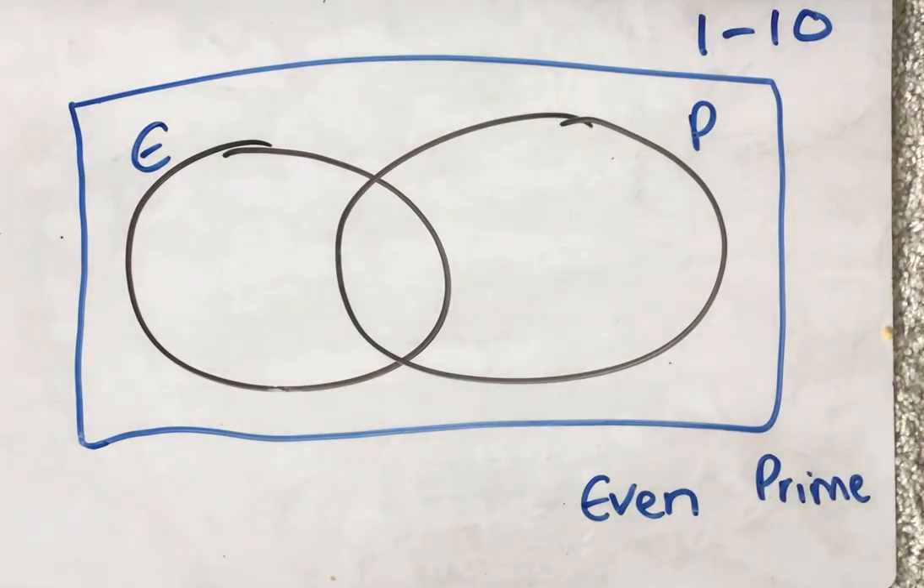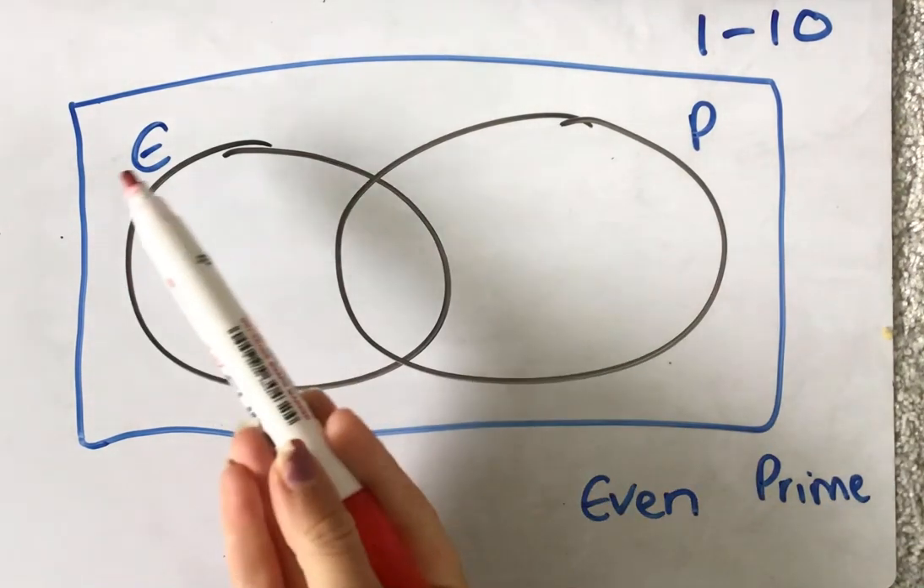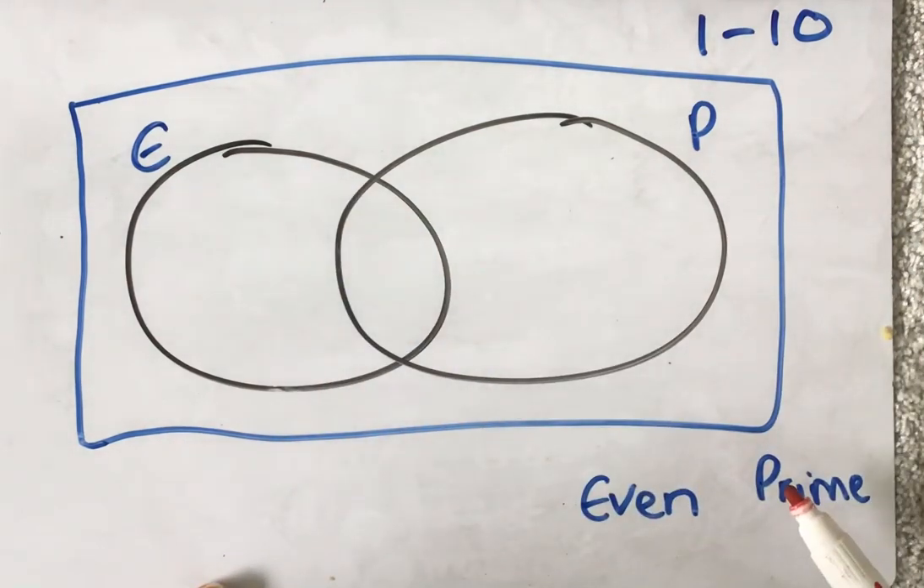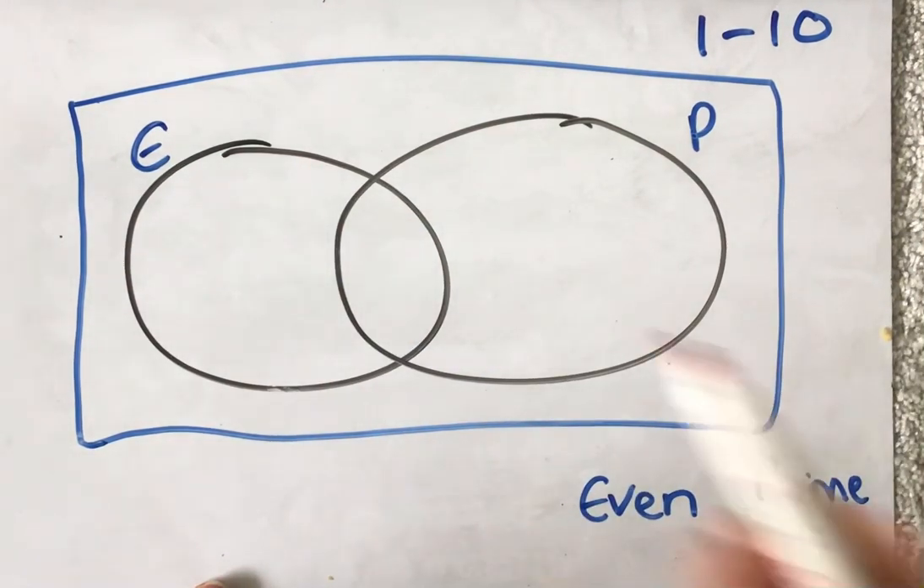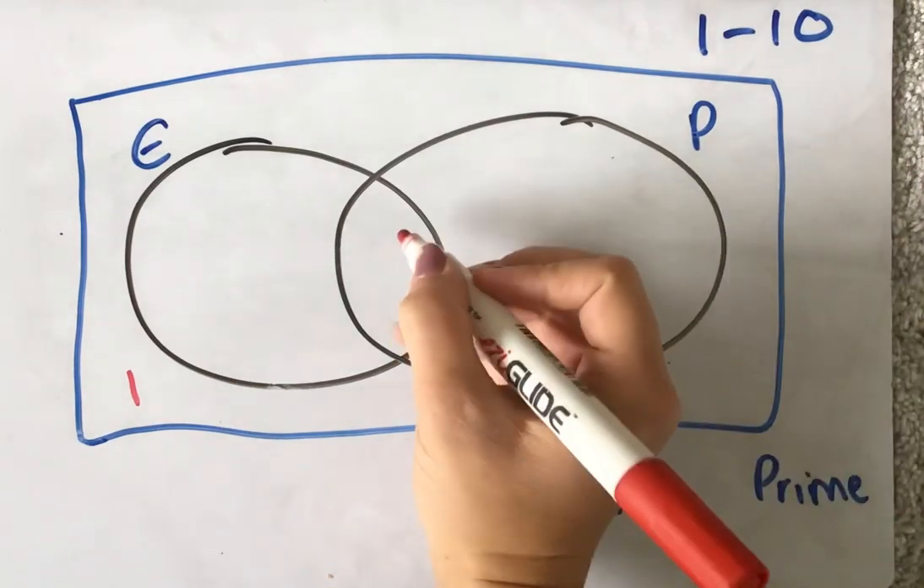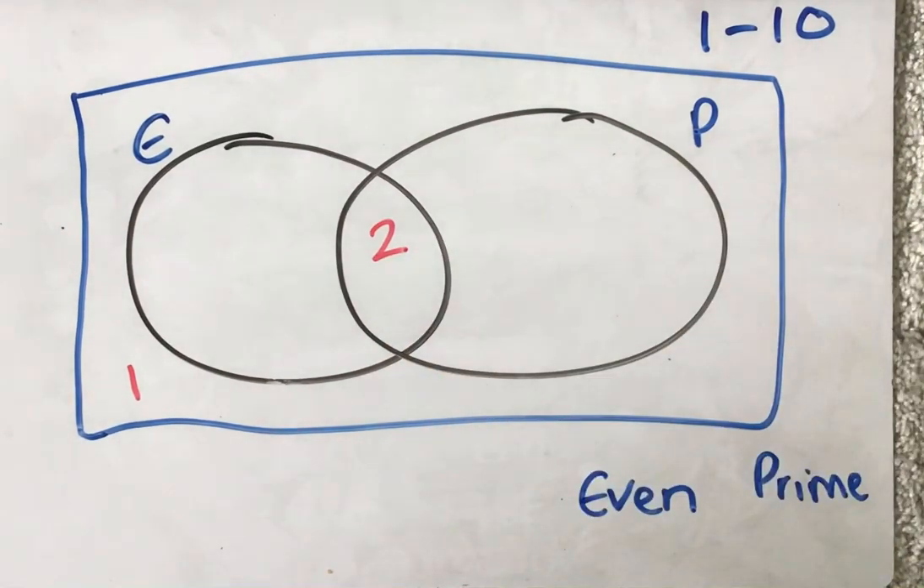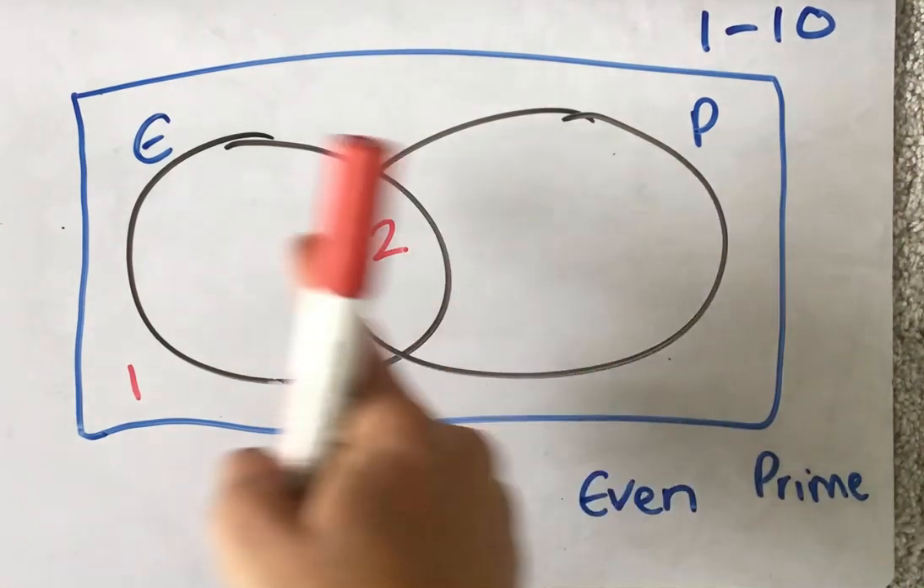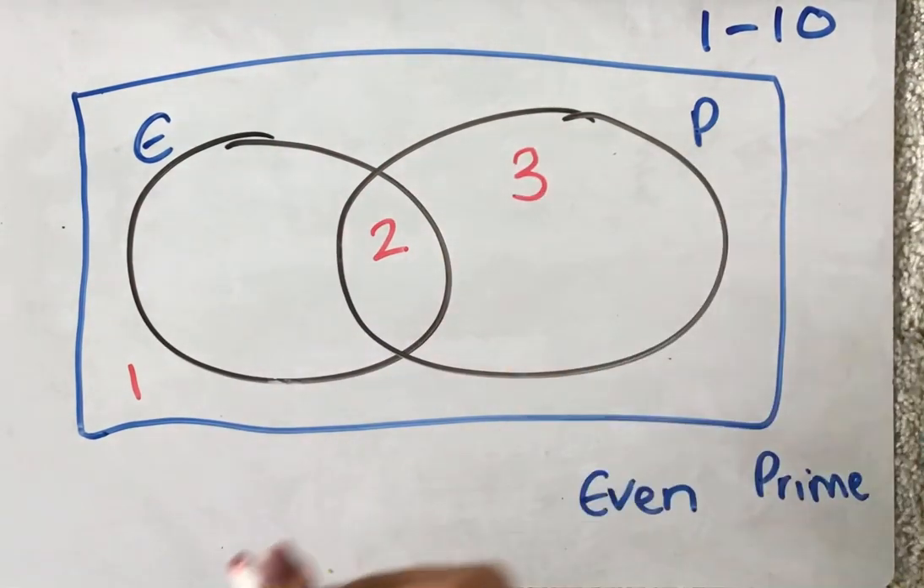So I think about this. I start off with 1. Okay, 1 is not even. It's not prime. I know some people get confused. So actually 1's going to go on the outside. Then I get to 2. Well, 2 is even and it is prime. So 2 goes in the middle. Then I get to 3. 3 is prime, but not even, so it's going to go here.